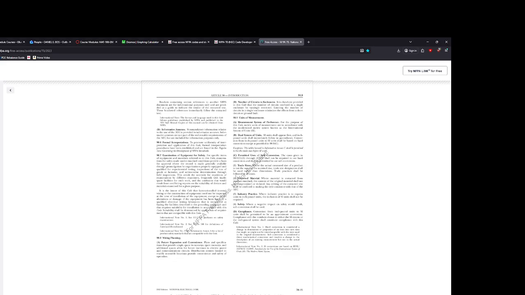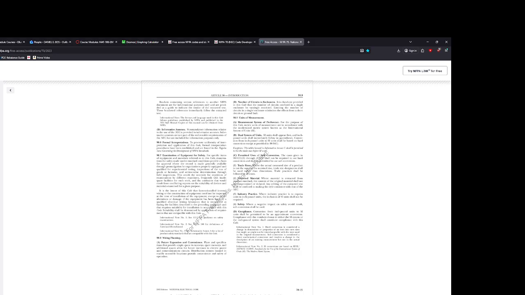Trade size designators shall be used rather than dimensions. That's where we get the quarter inch, half inch, 3/8, whatever, knockouts, stuff like that. It's not the exact size, it's the trade size. So it's what people refer to it as. It's essentially just a system for nicknaming.